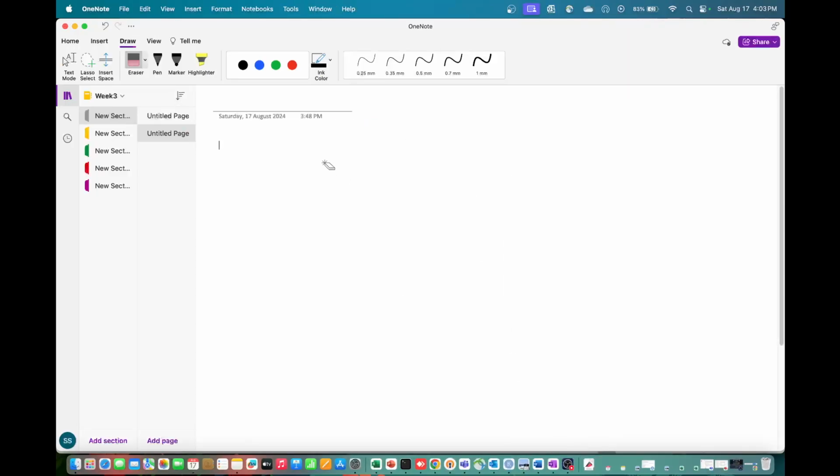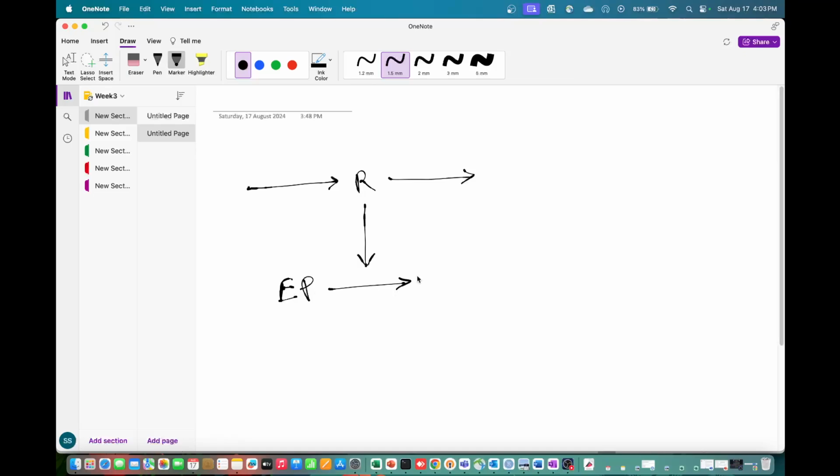So let me draw it here. This is R here. Now R is positively regulating the movement of EP to E. So basically this is a dephosphorylation reaction.